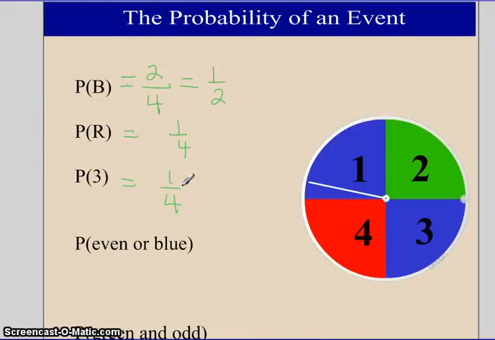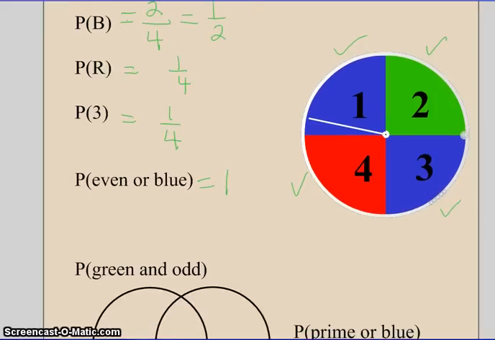So what's the probability of landing on an even or a blue? So or means include both. So even, but we also don't want to count anything twice. So for even we have a 2 and a 4. And for blue, we have a 3 and a 1. So it's actually all of them. So how would you write all as a 1, right? It's a 100% chance, so that's 1.